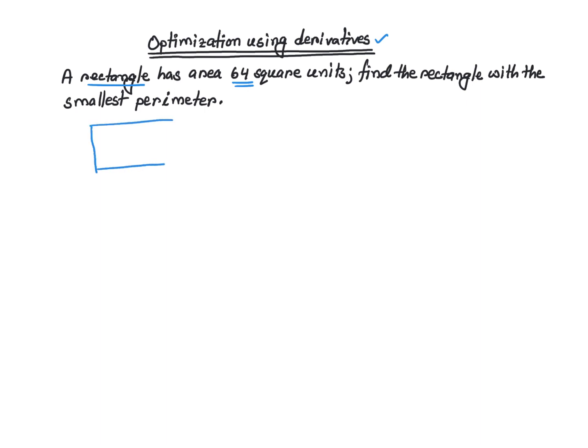So this is my rectangle. So let's say this is length, this is height or width. So the area xy is equal to 64. So our objective here is to find a rectangle which is going to have the same area 64 but will have the smallest perimeter. All right, so let's say I call my perimeter function p of x, which is going to be 2x plus 2y.